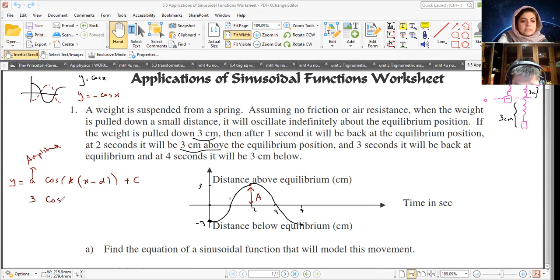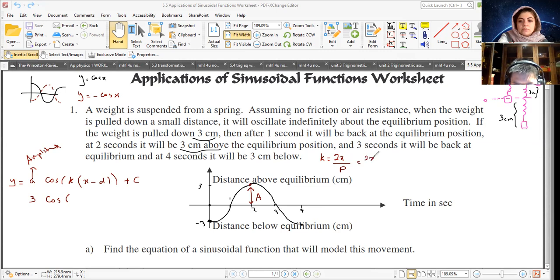Cosine k. K is related to the period. So k is equal to 2 pi over the period. What is the period here? It's a full cycle from 0 to 4. So it starts from the minimum and then goes back to the minimum. So this is minimum to minimum. For any two symmetric points, the distance between them is going to be your period. So the period here is 4.